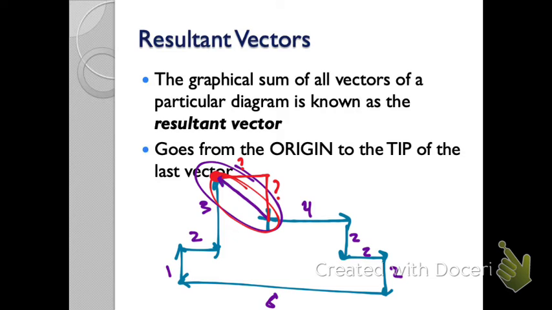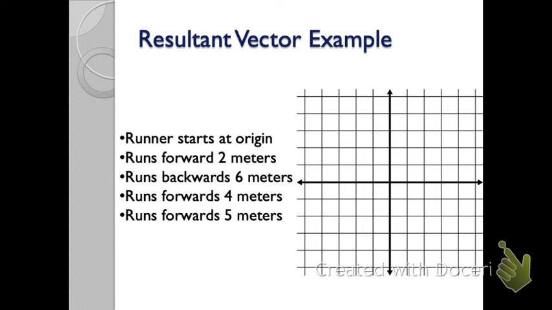With the resultant vector you always get to start over and go from your origin to your last vector. Okay, so let's look at an example here.